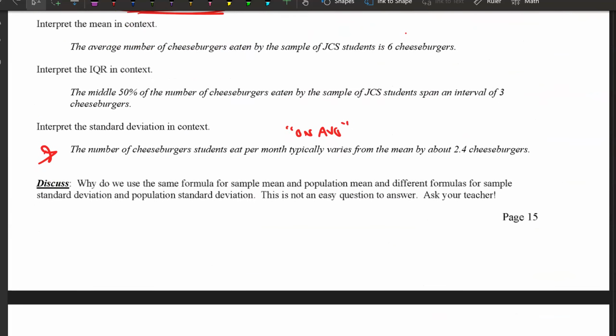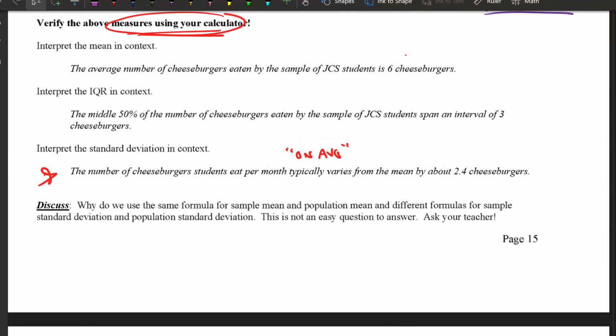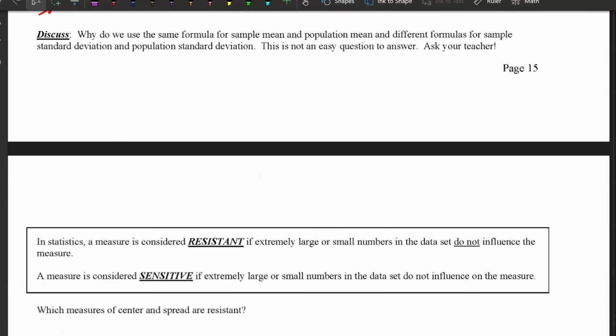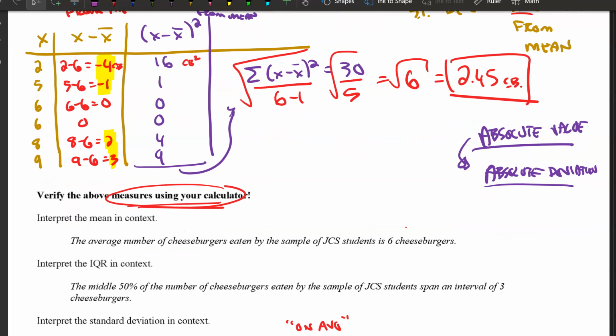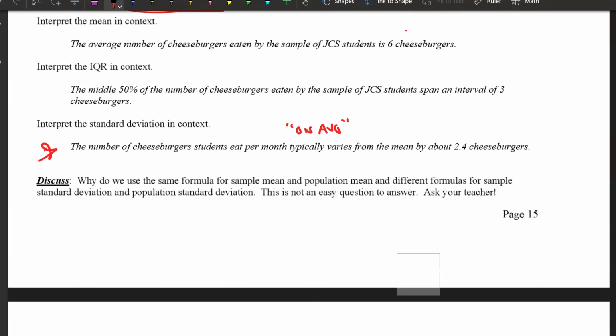All right, so last time we finished up with using our calculator to do those calculations. By the way, it's important. You do need to know how to use that one variable statistics function on your calculator, and we should use it a lot this year.